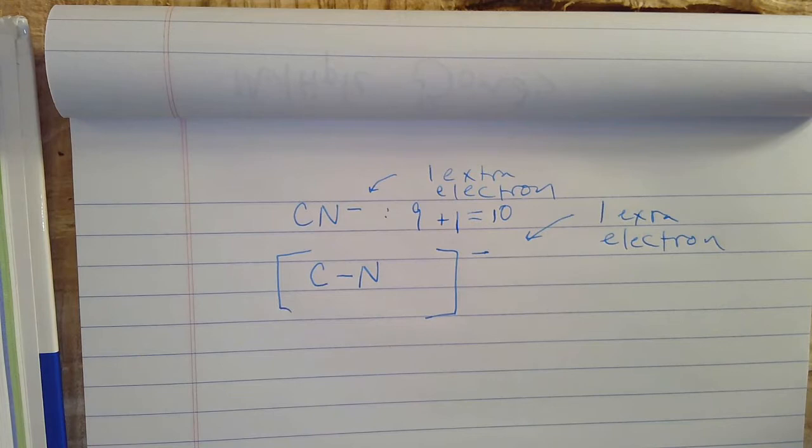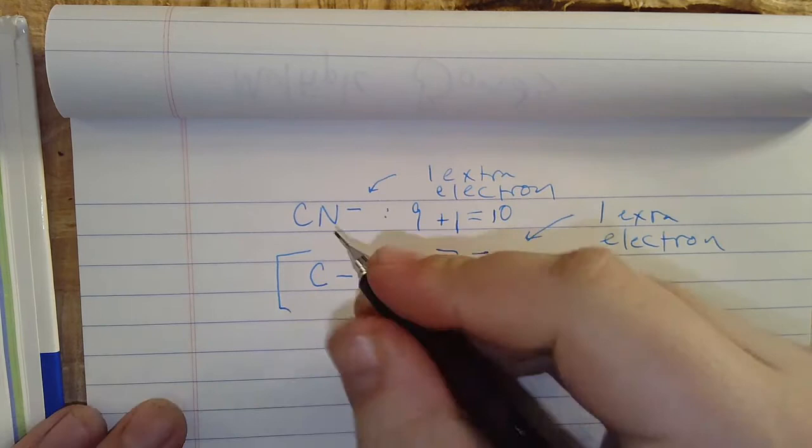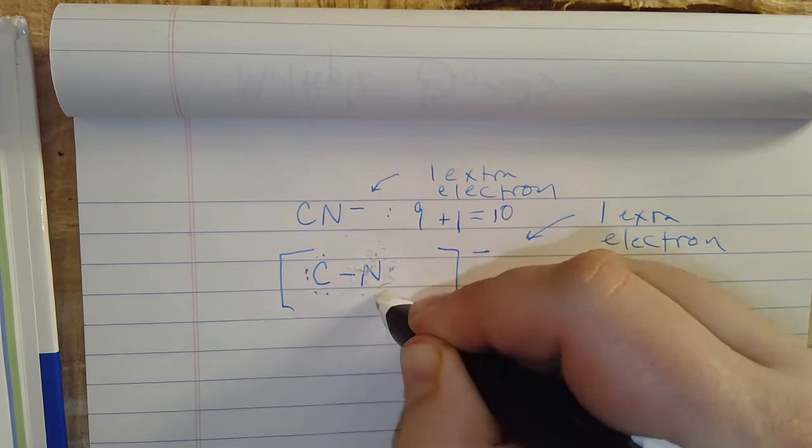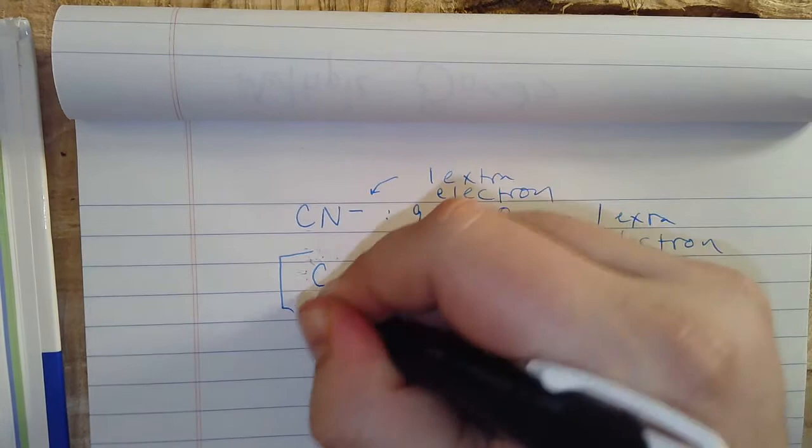So if we look at this, let's say we just said, all right, let's just single bond it. One, two, three, four, five, six, seven, eight, nine, 10, 11, 12, 13, 14. Too many electrons. Okay, so we know it's not a single. How about a double bond? Would that make anything happy? Well, let's find out, shall we?